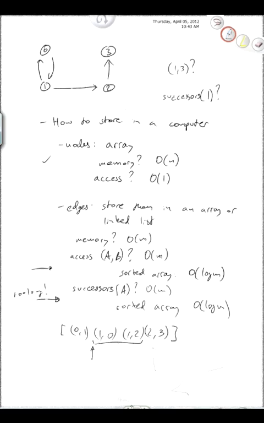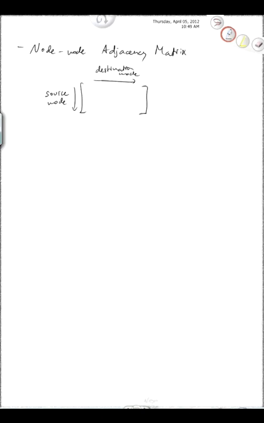So let's go back to our example here with these 4 vertices and try to write down its adjacency matrix. So the vertices were 0, 1, 2, and 3, along both the rows and the columns. And the idea is that we're going to place a 1 here if the edge is in the graph, and 0 otherwise.